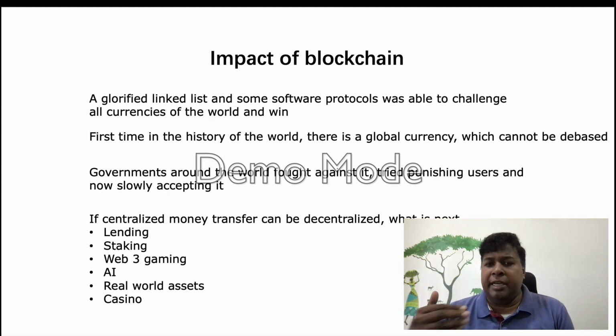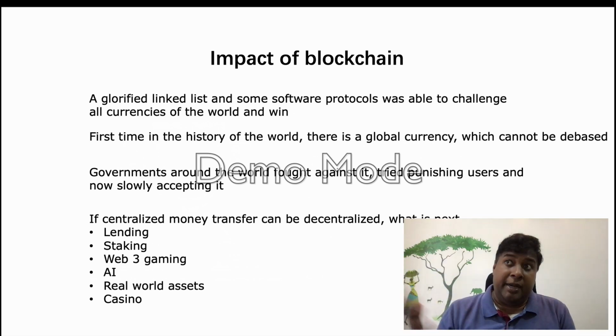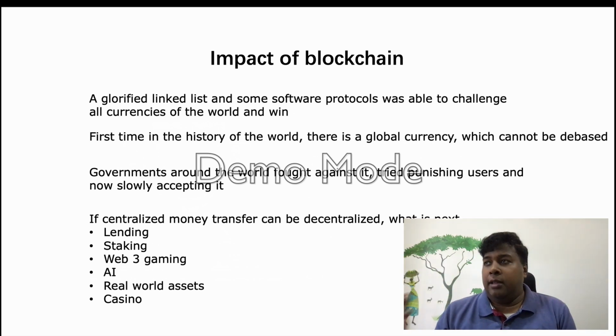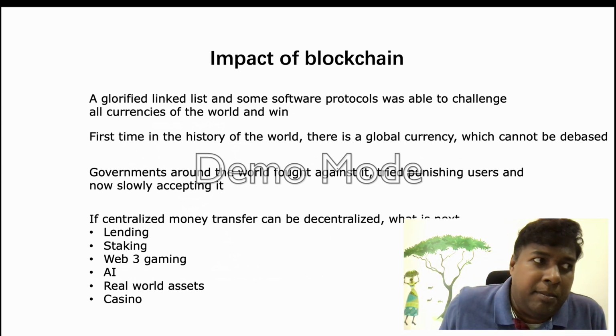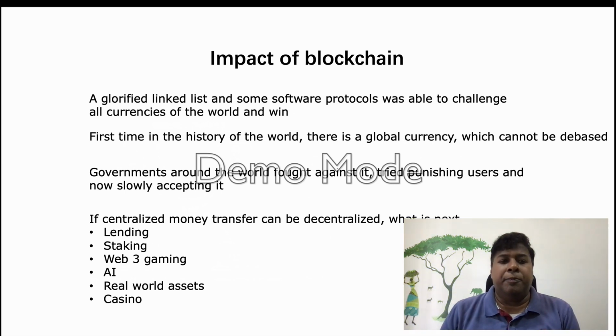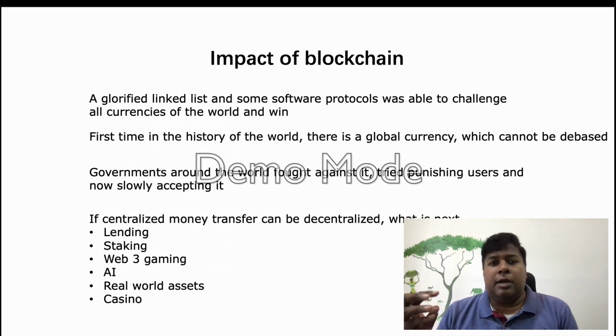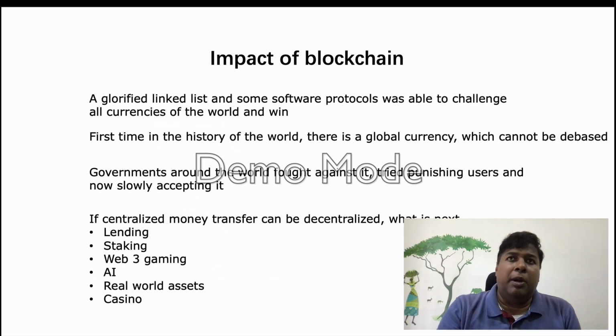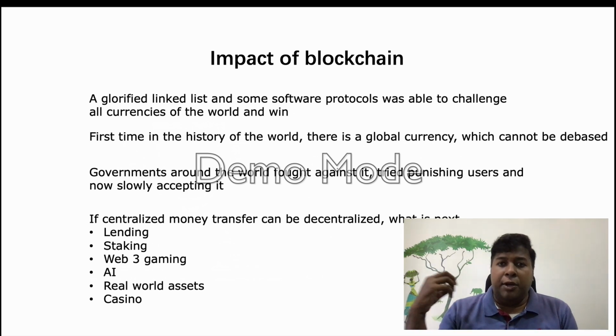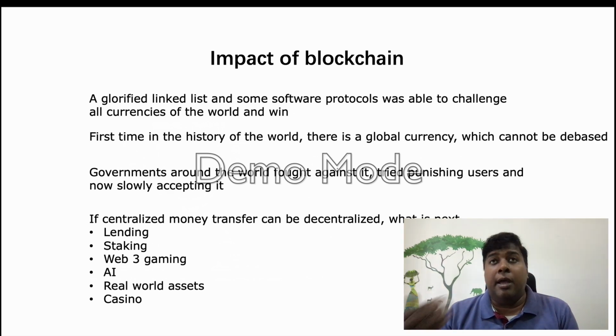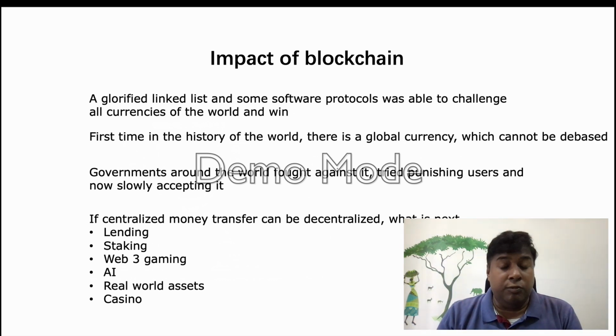And if centralized money transfer can be decentralized, what is next? Can there be lending, staking? Lending money, can that be decentralized? Staking, just like you put in your deposit and then money comes in every month, can that be decentralized? Web3 gaming. Gaming is a very powerful area to decentralize, because right now the publisher holds all the rights. Right now you play and you pay money to the publisher. Instead of that, can you play and make money yourself? Web3 gaming. AI. AI today is trying to be centralized by only some companies. So can it be decentralized and made use of by everybody?